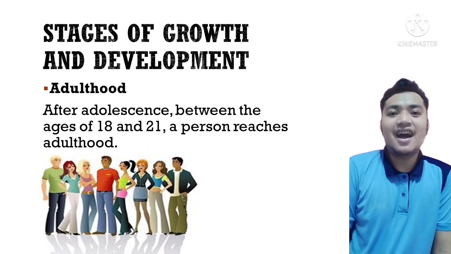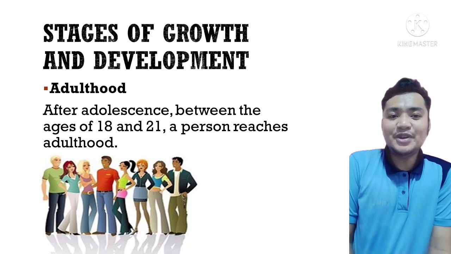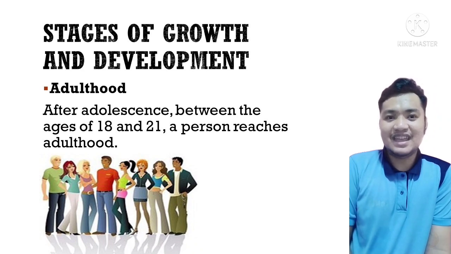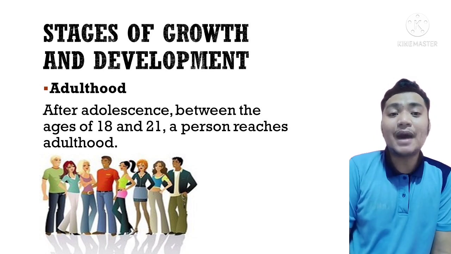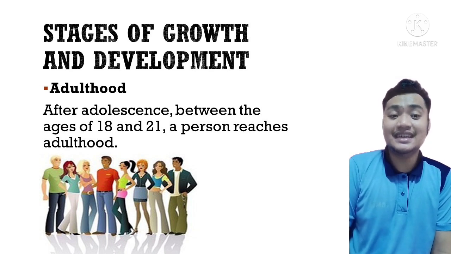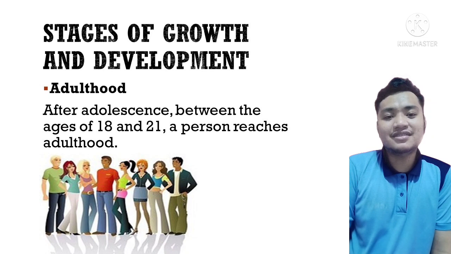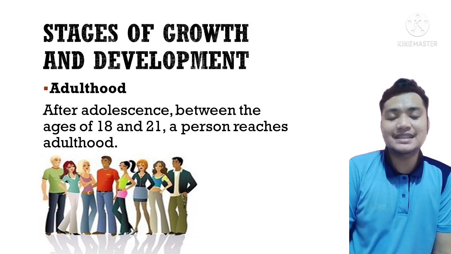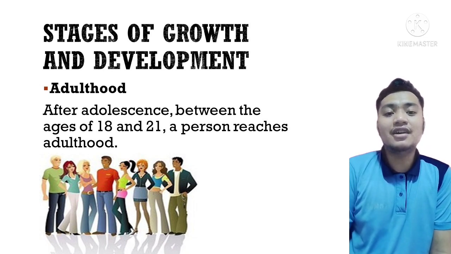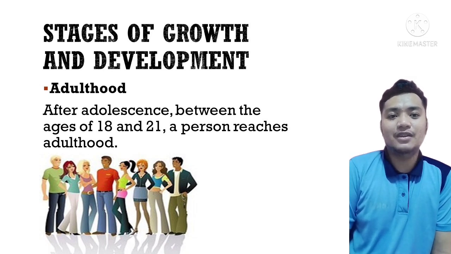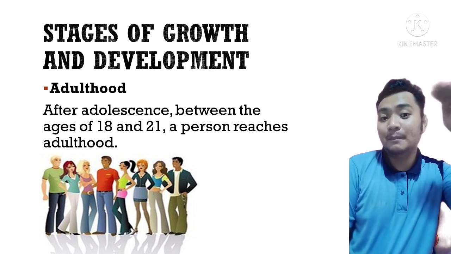Next is the adulthood. After adolescence, between the ages of 18 to 21, a person reaches adulthood by the time the body organs are fully developed and the body performance is at its peak. So pag adulthood ka na, yung ating body organs natin, they are fully developed. So it means that pag sa adolescence, hindi pa sila totally developed. Pero pag adulthood na tayo, they are totally developed. Tapos yung mga body performance natin, they are at the high peak.